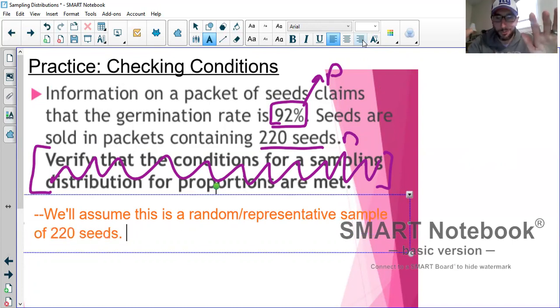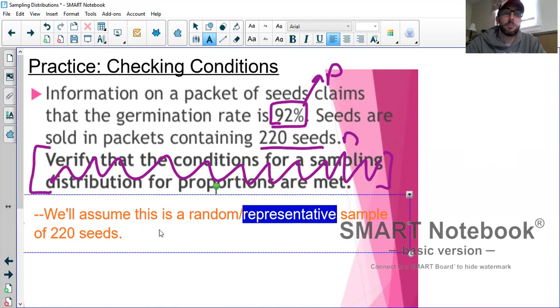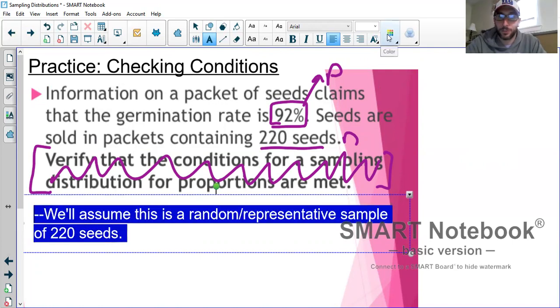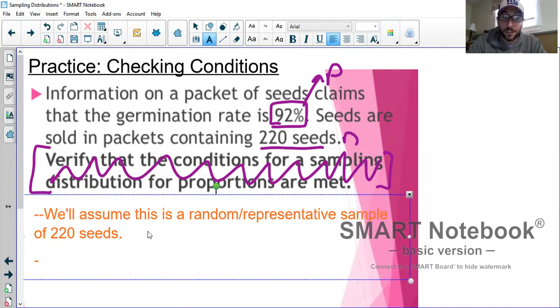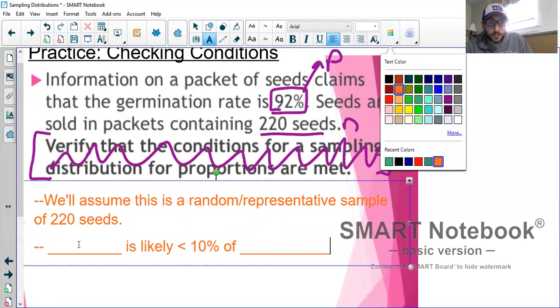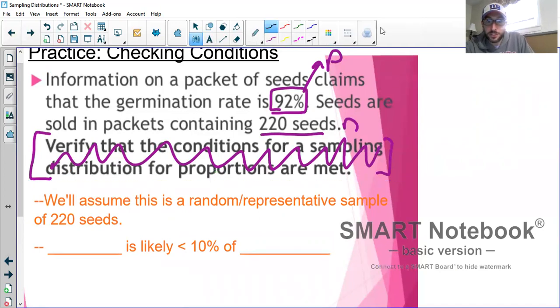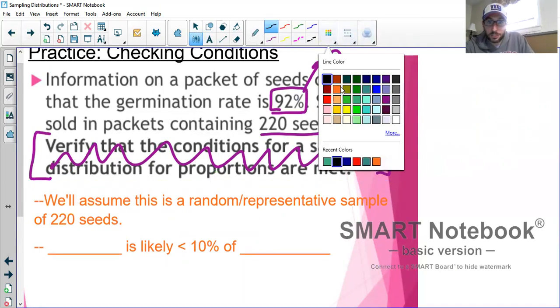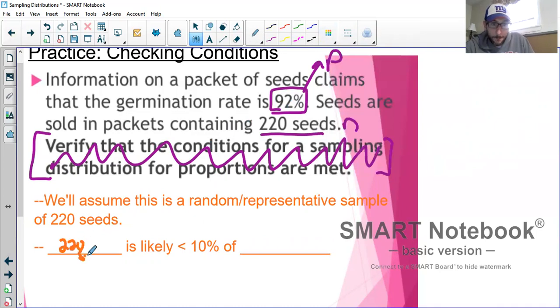We want some context, right? No random check mark garbage. That seems fairly reasonable. It doesn't seem crazy to assume that this one packet is a representative sample of all the seeds of this type. So there's our first condition. The next thing is our sample has to be less than 10% of our population. And I think in this case, it's pretty reasonable to assume that our sample of 220 seeds is probably less than 10% of all seeds.